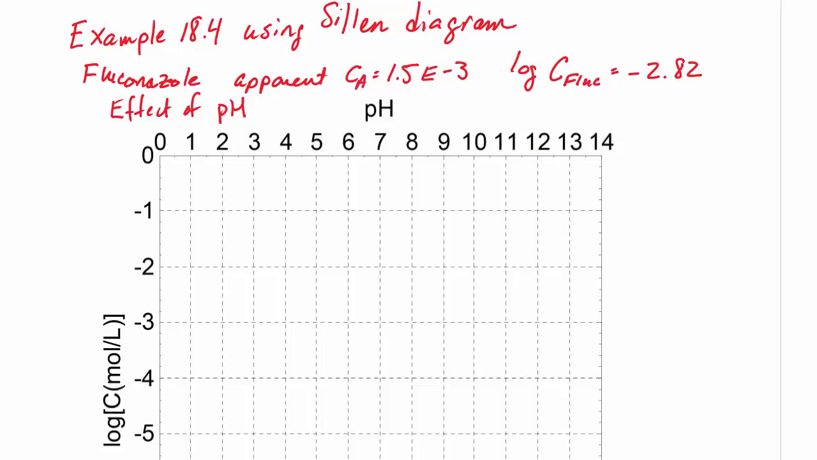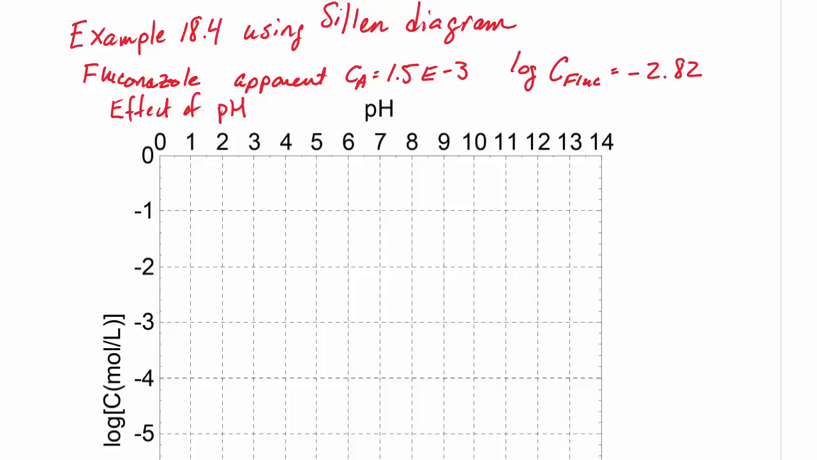I'm going to do a short example of plotting the Fluconazole equilibrium on a Sillen diagram, and this is the equilibrium that's used in example 18.4. The example 18.4 does not require the Sillen diagram, but there's a couple steps that are helpful for you to see, and it's helpful for you to see that perspective of how the diagram would be created for this particular equilibrium.